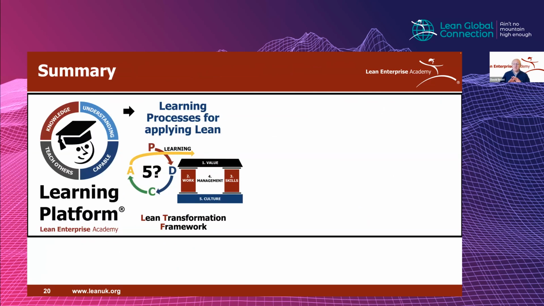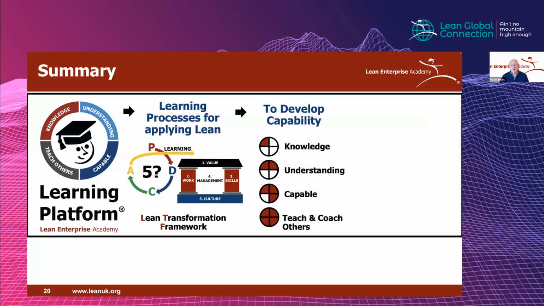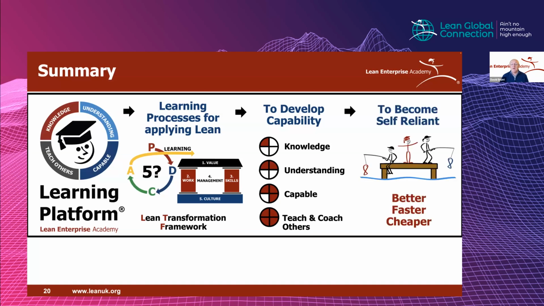So here's a summary. We shared a learning process for developing and applying the lean transformation framework questions to your situation. What are your learning processes that enable you to provide better value for customers, create stability, and have everyone coming to work to do 2 things: do the work and improve the work? What are your processes for developing capability to do the work and improve the work to solve the problems you've identified to deliver value for your customer? And how self-reliant are you?